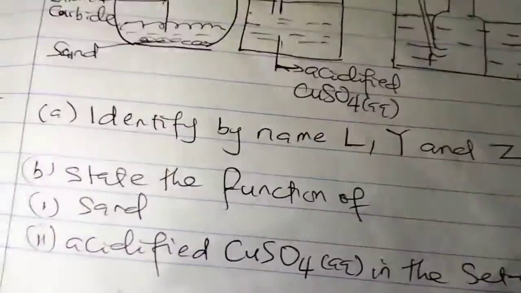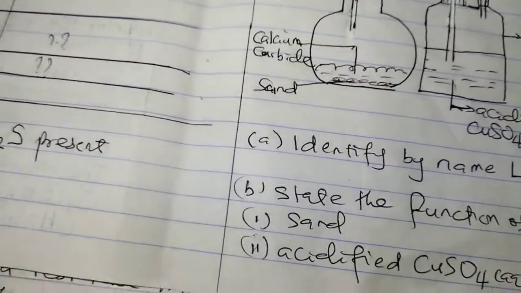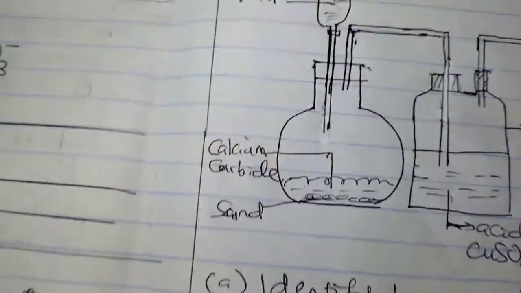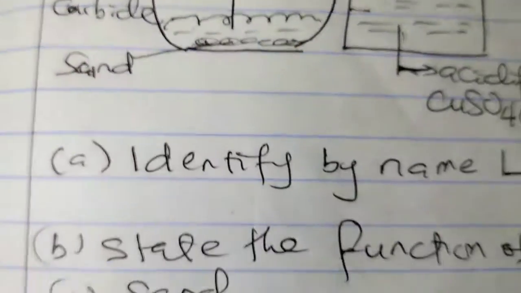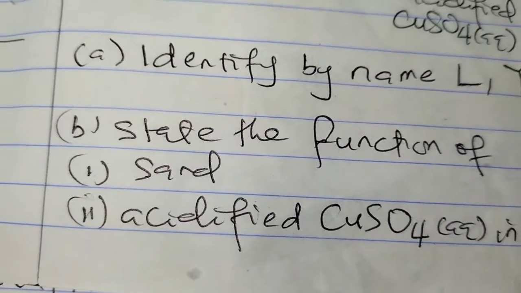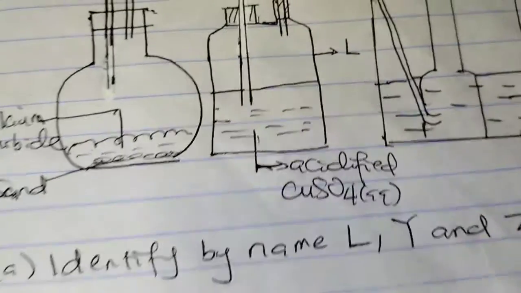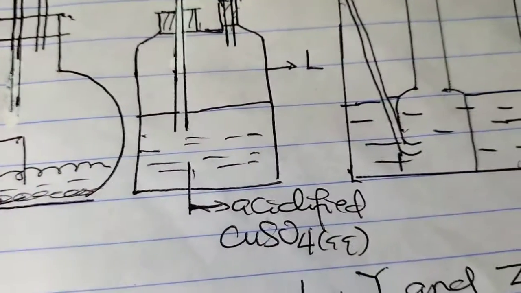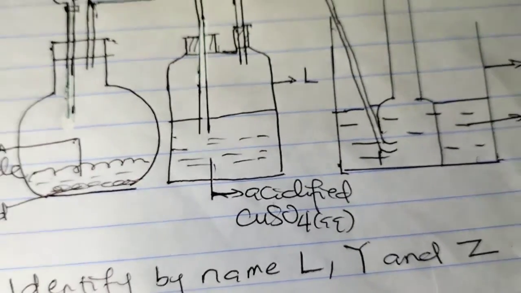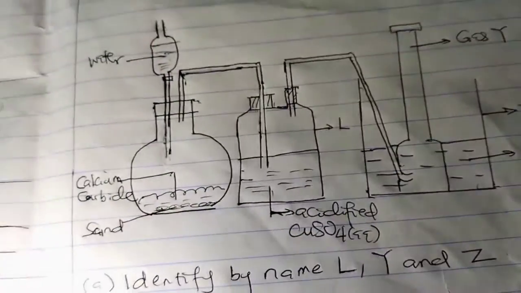State the function of (i) sand and (ii) acidified copper sulfate in the setup. If you can see, there is sand here in the reaction flask, and acidified copper sulfate. So the sand and the copper sulfate, what are they doing there? The function of these substances. So we'll go to the solution.